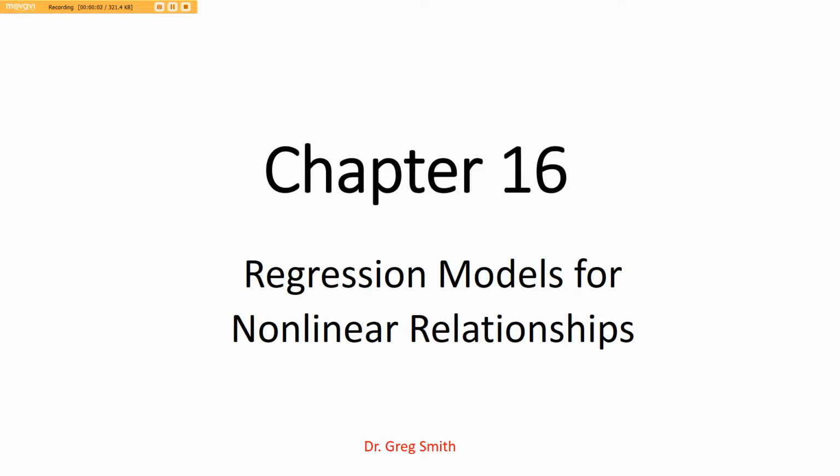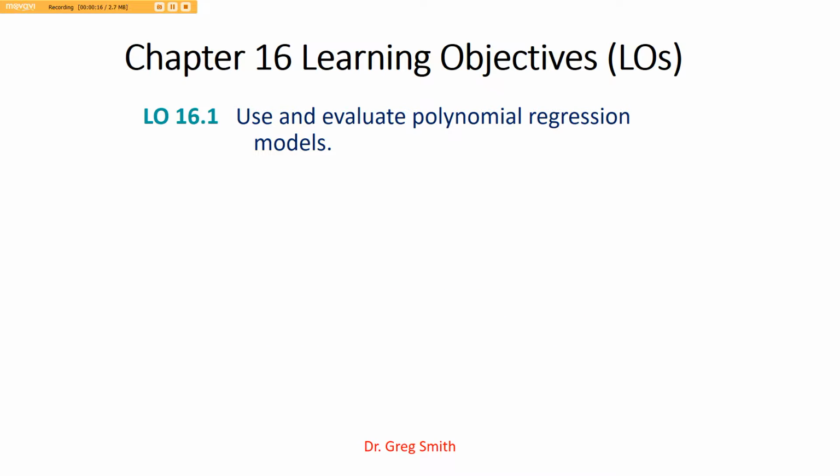So, welcome to Chapter 16, where we're going to look at regression models for when the relationships aren't straight lines, or what we call linear. These are nonlinear relationships. And when we look at these nonlinear relationships, we're used to seeing where an x would have a direct impact on y. The associated impact is, an x goes up by a unit, y has an associated unit increase.